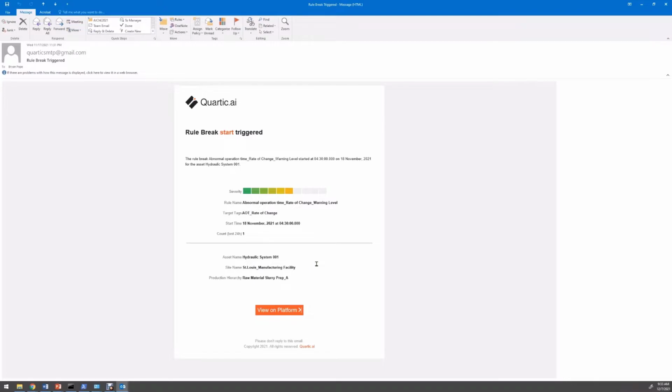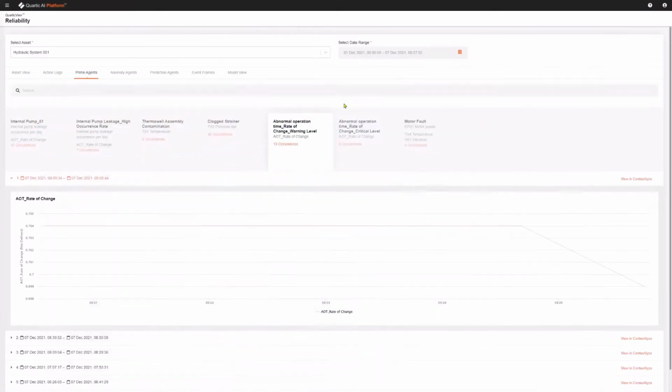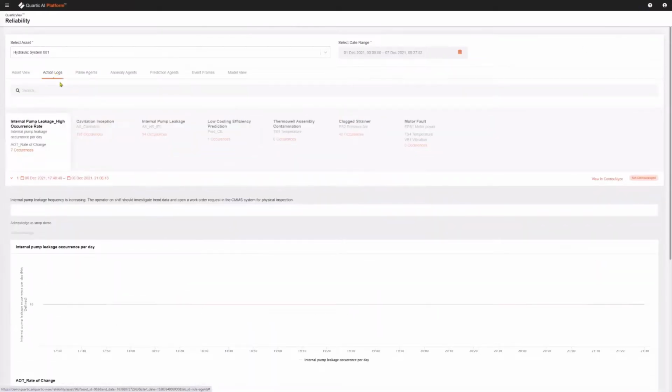So from this notification, I can come back into my action log and see what contributed to that high rate of AOT change. And here we can see we have a high occurrence rate for internal pump leakage, which is also linked into our abnormal operation time. So this failure mode is a major contributor to my overall increased rate of abnormal operation time. And because this is accelerating, our risk of failure is also accelerating. So this is now more urgent, and we want to take an action on it. So we're asking the operator to investigate and open a request in the CMMS for physical inspection of the pump. And this work order creation is something that we can automate as well if desired.